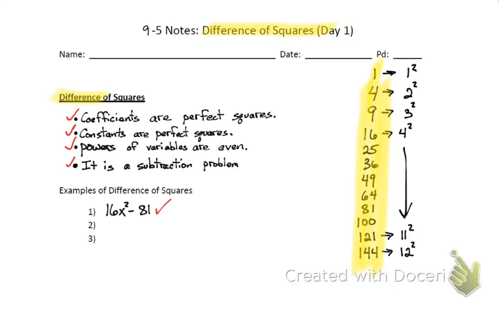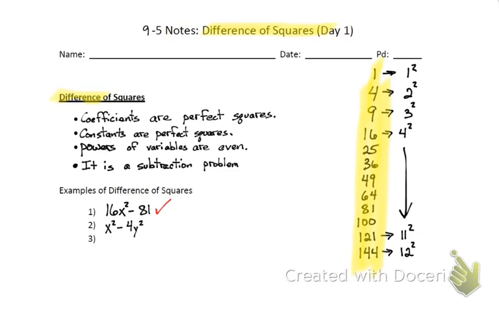Another example might be, let's go with x squared minus 4y squared. In this case, we have a couple of coefficients, not constants, sorry. Our first coefficient, the number in front of the x squared, is a 1, and the number in front of the y squared is a 4. 1 and 4 are both perfect squares, so we're good there.